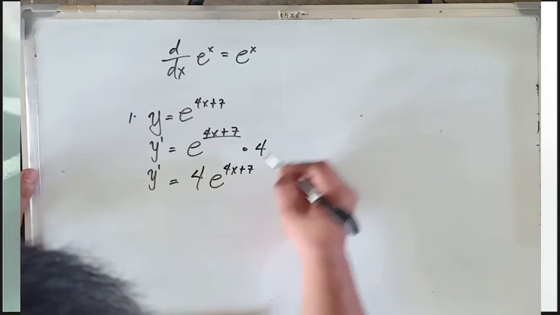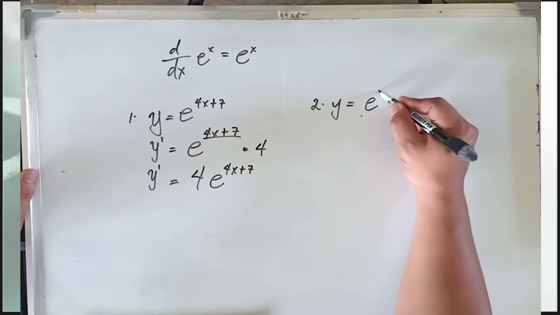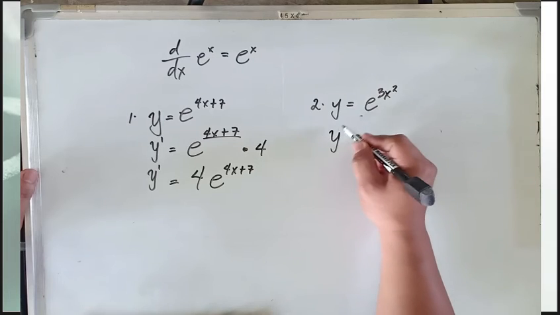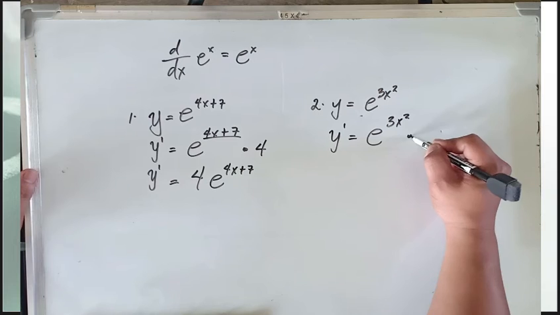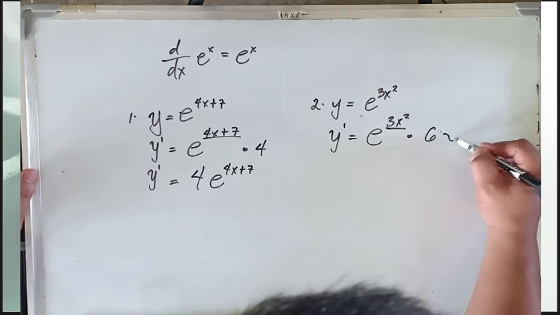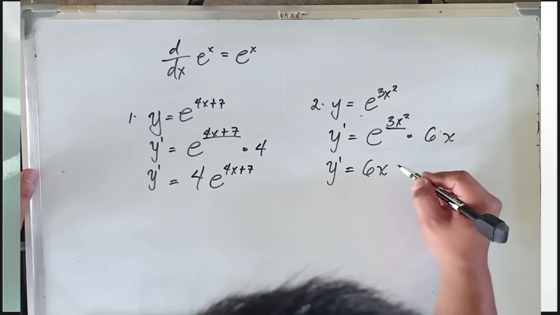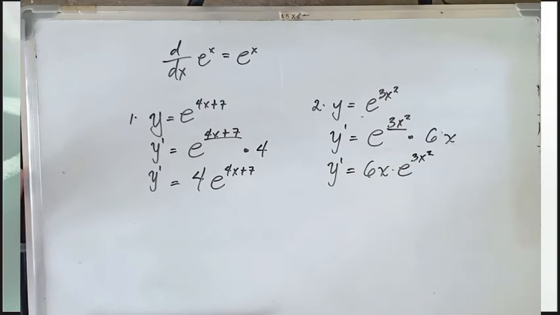Example number 2, y is equal to e raised to 3x squared. So y prime is equal to, copy, e raised to 3x squared times the derivative of the exponent, which is 6x. Then just rewrite it as 6x e raised to 3x squared. So that's how we find the derivative of e to the x power.